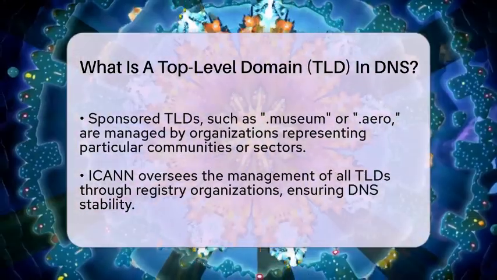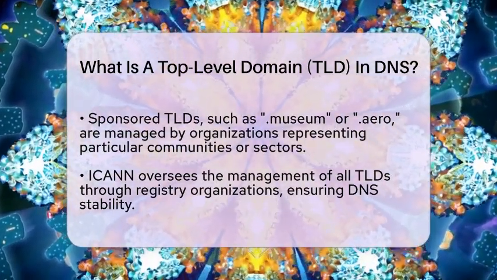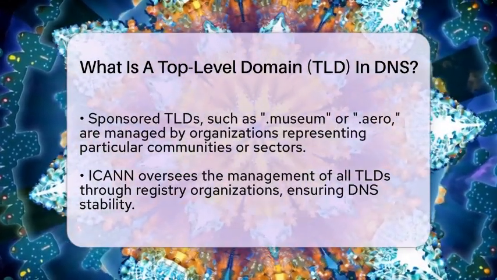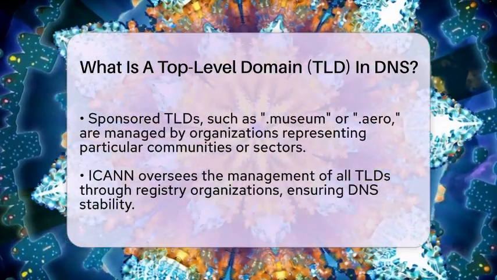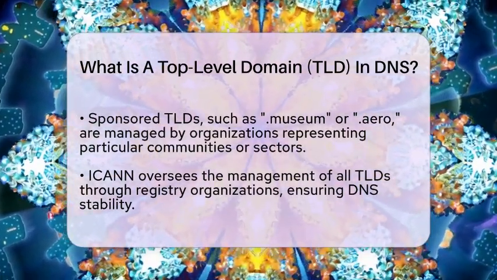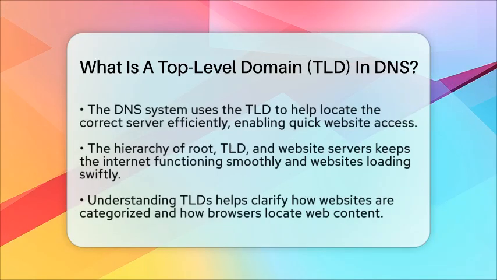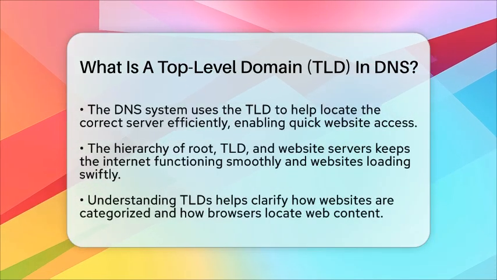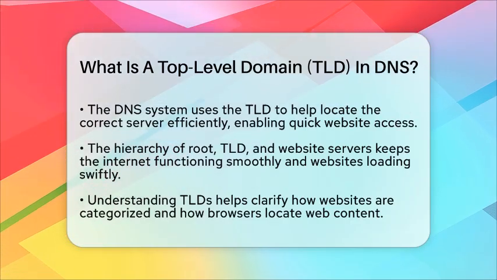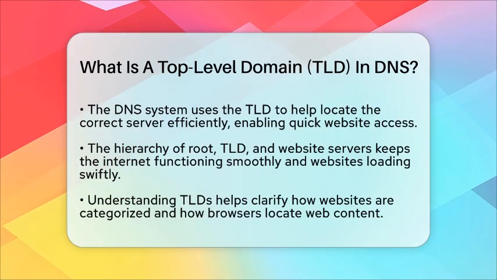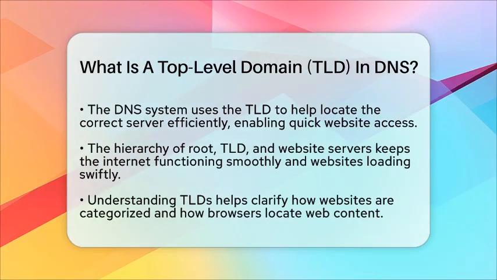Every TLD is managed by a registry organization, which is overseen by the Internet Corporation for Assigned Names and Numbers, or ICANN. This setup keeps the DNS system organized and stable across the globe. When you type a website address, the DNS system uses the TLD to help find the right server. It starts at the root, then moves to the TLD server, and finally reaches the server that holds the website's actual data. This hierarchy helps websites load faster and keeps the Internet running smoothly.